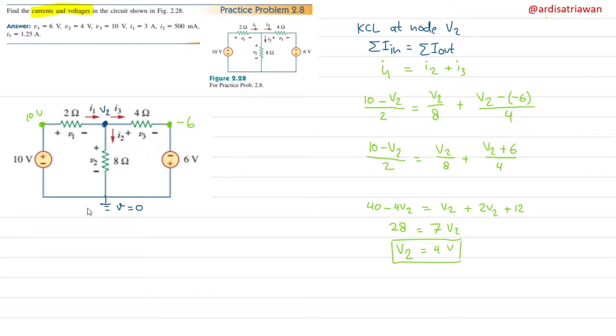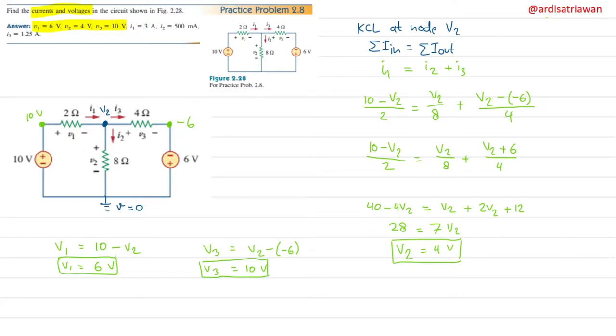So V1 is the difference between this node and this node. It will be 10 minus V2, and we already have V2, so V1 is 10 minus 4, which is 6 volt. And from here we can find V3. V3 is just V2 minus minus 6, or V2 plus 6, and V2 is 4 volt. So V3 is equal to 10 volt. So we have all the voltages covered, and it is the same as the answer given in the problem, right?